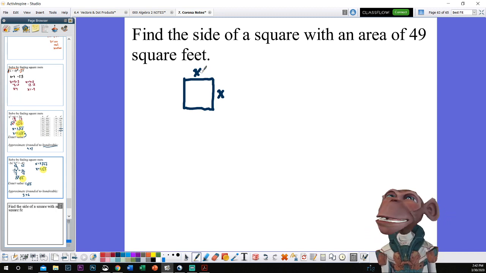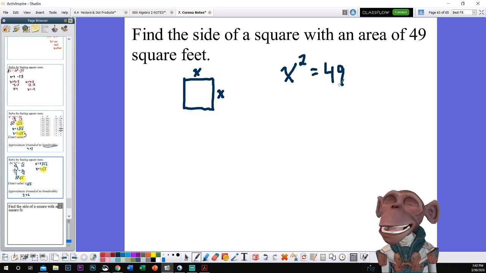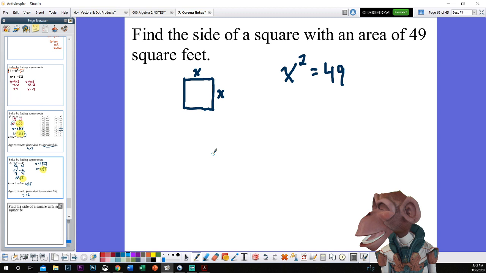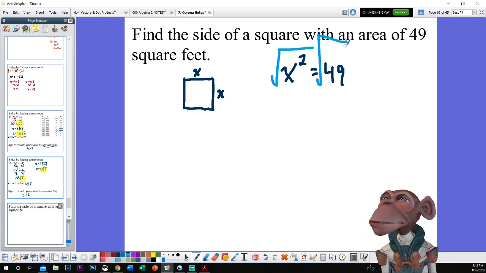So to find the area, I would do this number times that number. So x times x is x squared. I know that the area is 49. So x squared equals 49. Well, this is a rather simple one. All you have to do is square root both sides. Now I have x equals 7.